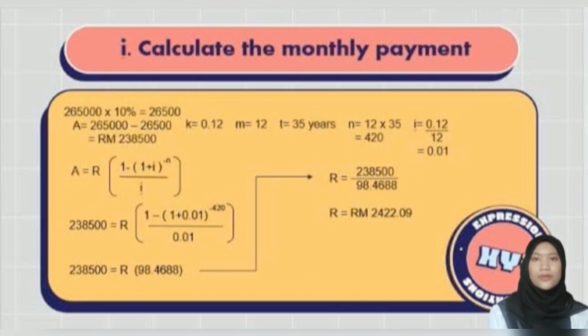Calculate the amount in the bracket first, and we got 98.4688. For the next step, 238,500 equal to R times 98.4688. Divide the amount, and the final answer we got is R equal to RM 2422.09, which is the monthly payment.